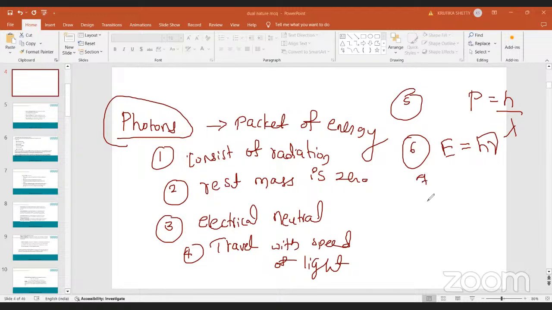The last point, the kinetic energy of the photon is directly proportional to the frequency. Please copy down these points regarding the photons. Sometimes in objective type questions, you may get this. Photons are small packets of energy. They consist of radiations. The rest mass of the photon is zero. These are electrically neutral. They travel with the speed of light. The momentum of the photon is given by P is equal to h upon lambda, and its energy is given by E is equal to h nu. And the kinetic energy is directly proportional to the frequency for the photons. Copy down these points.